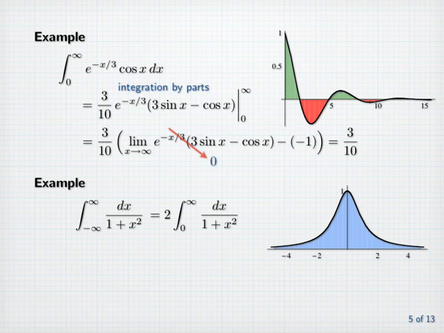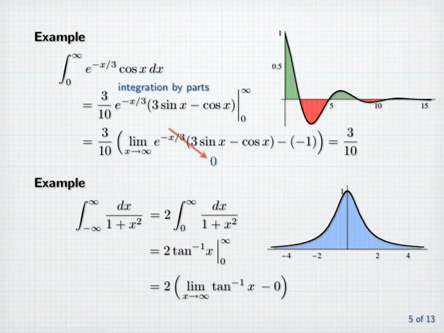Since 1 over 1 plus x squared is the derivative of the inverse tangent of x, we have 2 times the inverse tangent of x evaluated from 0 to infinity. This is 2 times the limit as x goes to infinity of inverse tangent of x, minus the inverse tangent of 0, which is 0. Now, as x goes to infinity, the inverse tangent of x approaches pi over 2. So this equals 2 times pi over 2, or pi. So the area of the shaded blue region here is exactly the same as the area inside the unit circle.